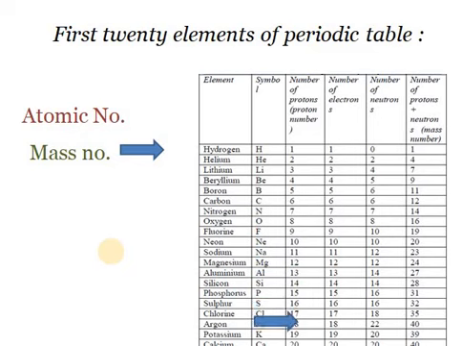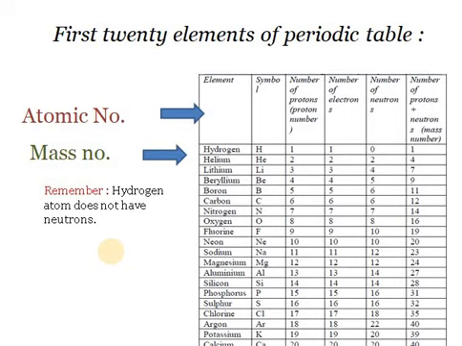Here you will have to remember this atomic number along with the symbols of these elements and the mass numbers of these first 20 elements. Dear students, remember, hydrogen is the only element among the 118 known elements which has no neutron.